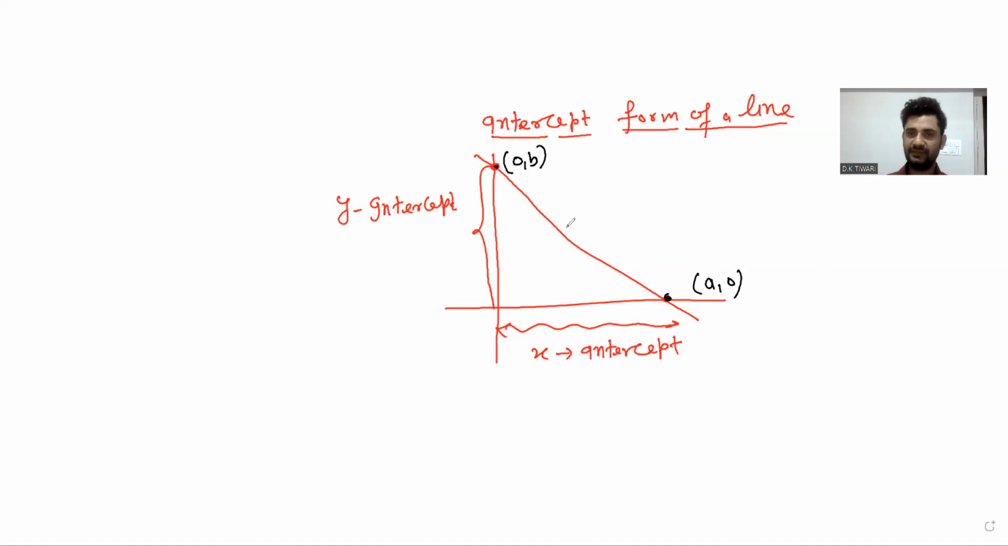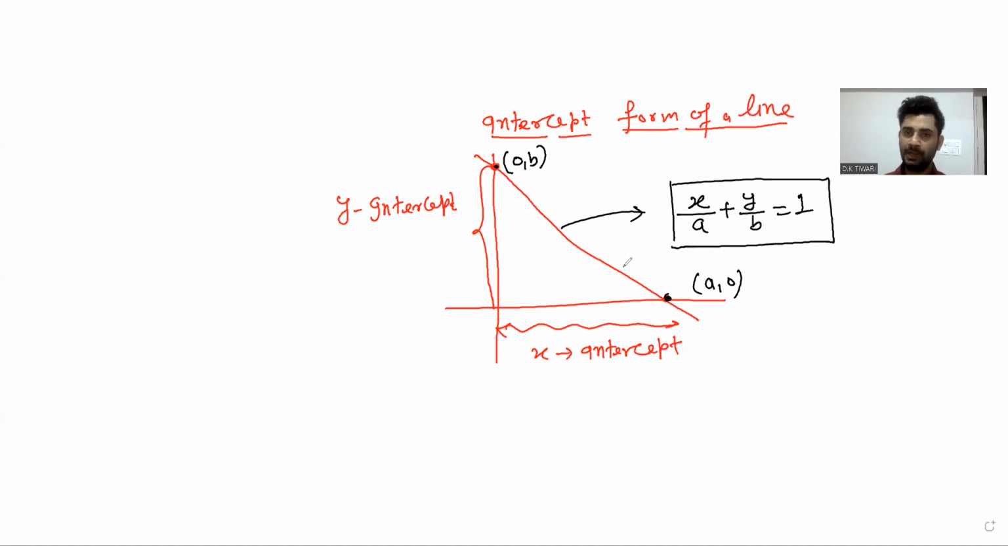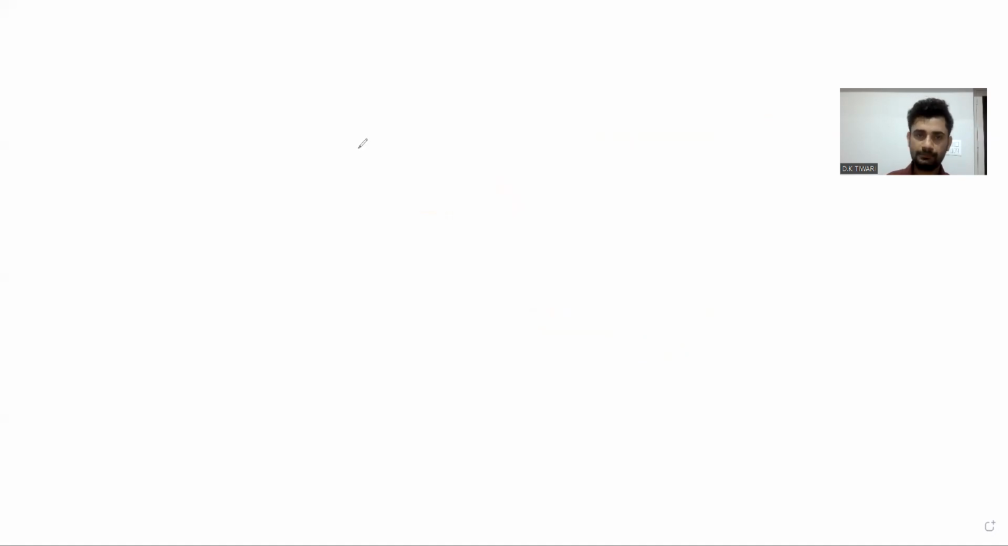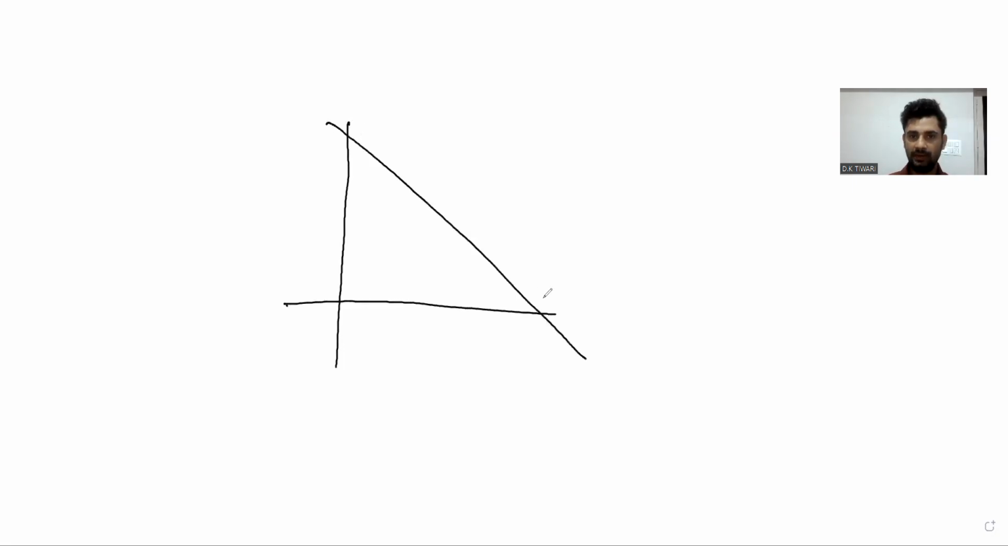So how do we write the equation of this line then? It is very simple. x upon x-intercept plus y upon y-intercept is equal to 1. This is the equation of a line in intercept form, correct? For example, suppose we take a line which cuts an x-intercept of length 5 units, then the coordinate of this point is 5 comma 0, and let the y-intercept be 4 units. So that means it is 0 comma 4.